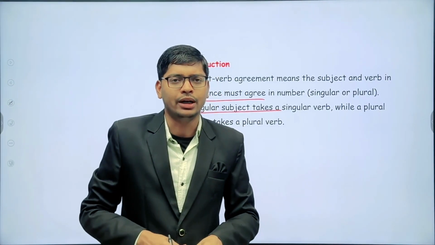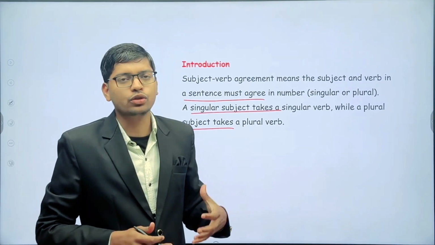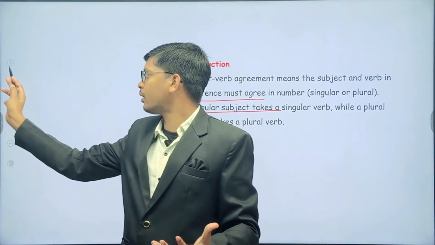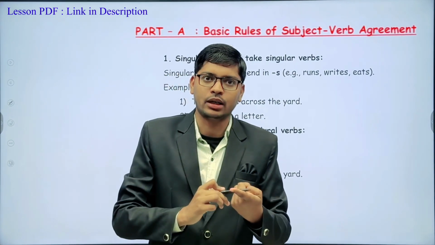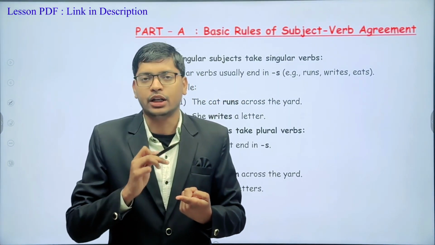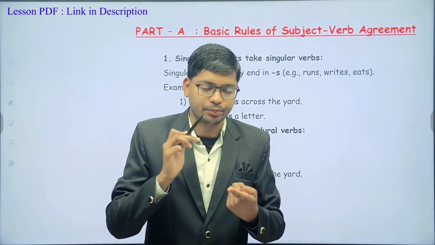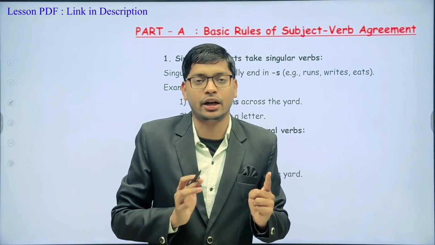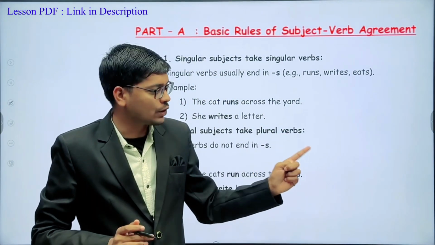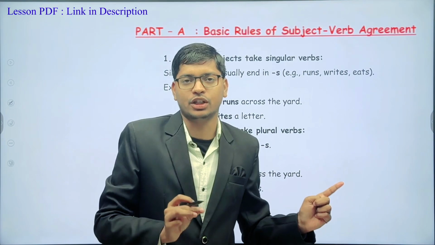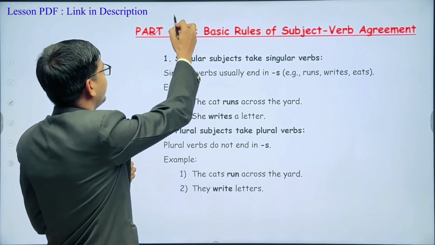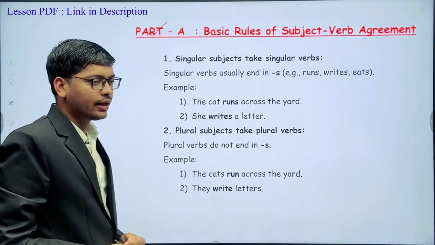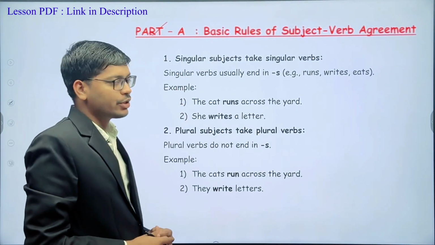Let's learn the rules of subject-verb agreement. Here I divided the rules into three parts: part A, basic rules; part B, intermediate rules; and part C, advanced rules. First, let's see the basic rules of subject-verb agreement. This is our part A.